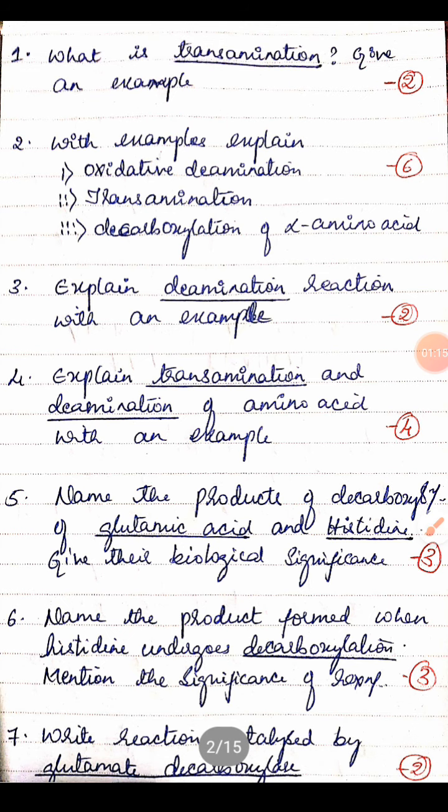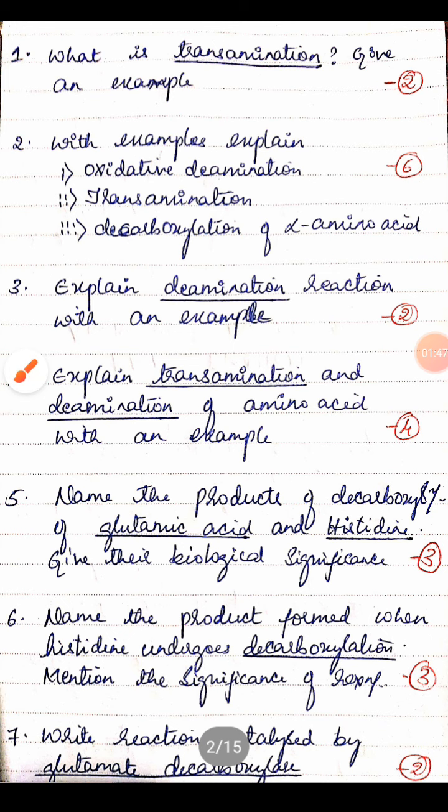The questions include: what is transamination? Give an example. You can take a screenshot as I read the questions. So these are the part 1 questions. What is transamination? And give an example. Explain, with examples, oxidative deamination, transamination, and decarboxylation of alpha amino acids. This carries 6 marks. And the third question is explain deamination reaction with an example, which carries 2 marks.